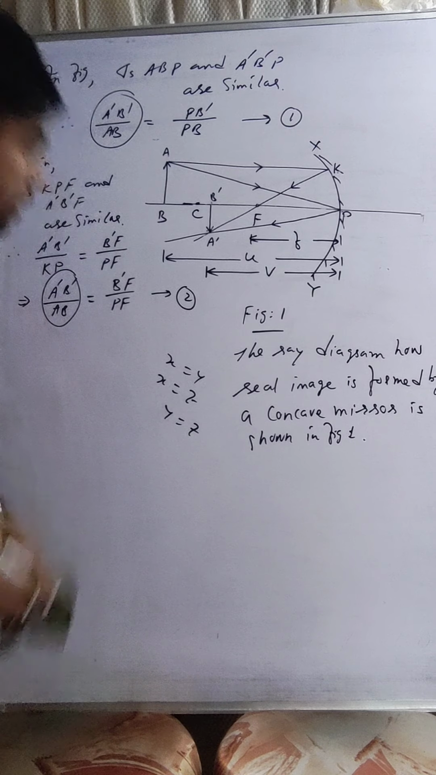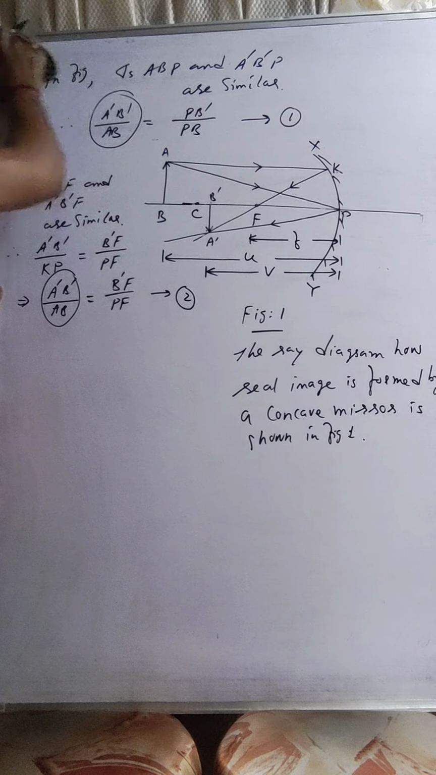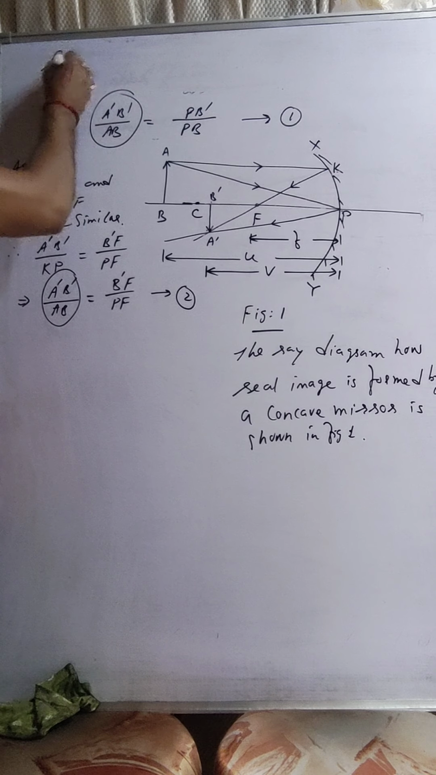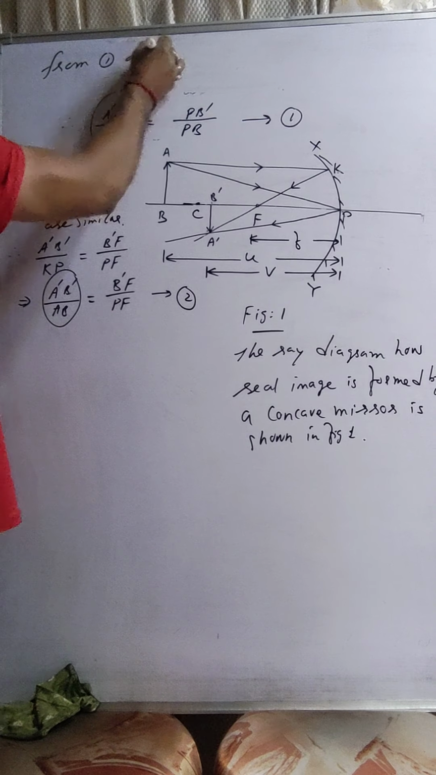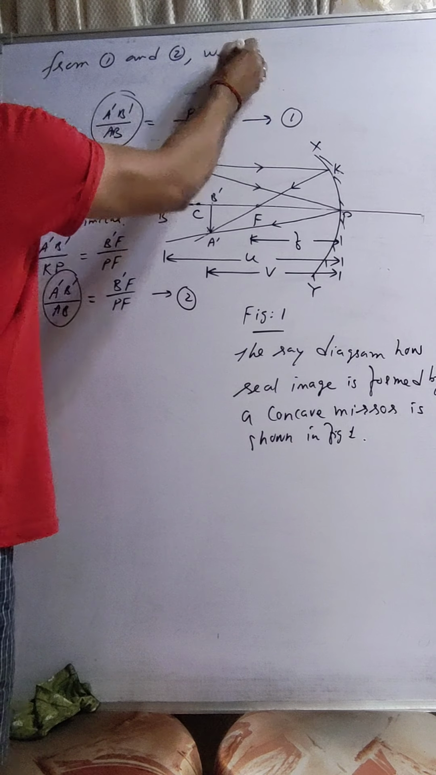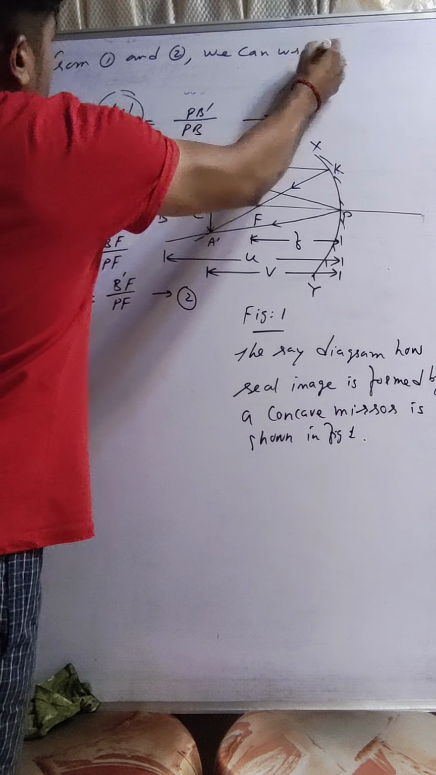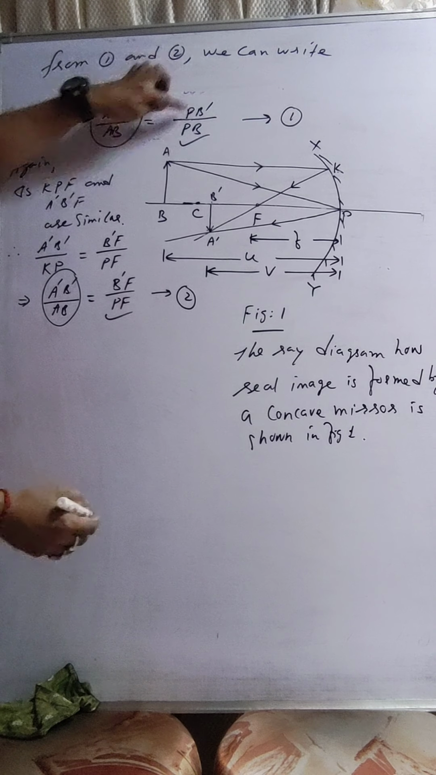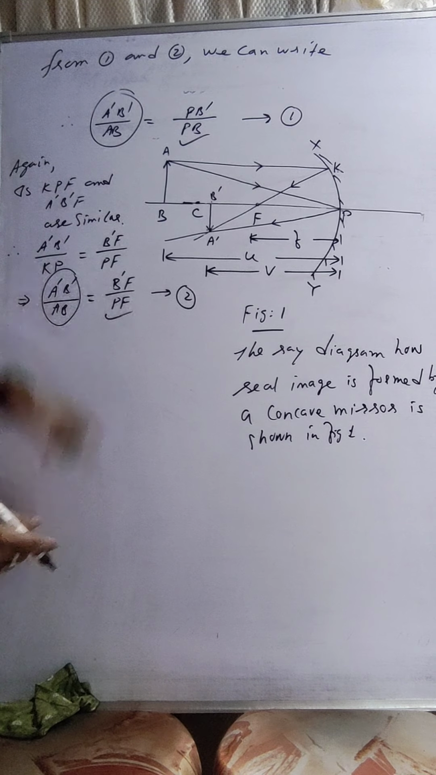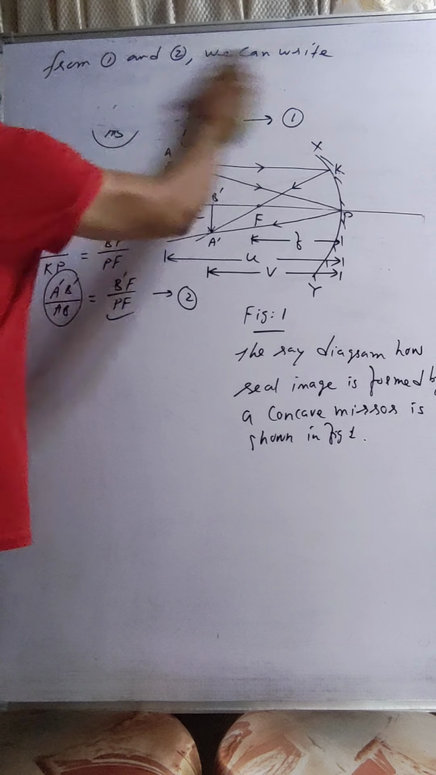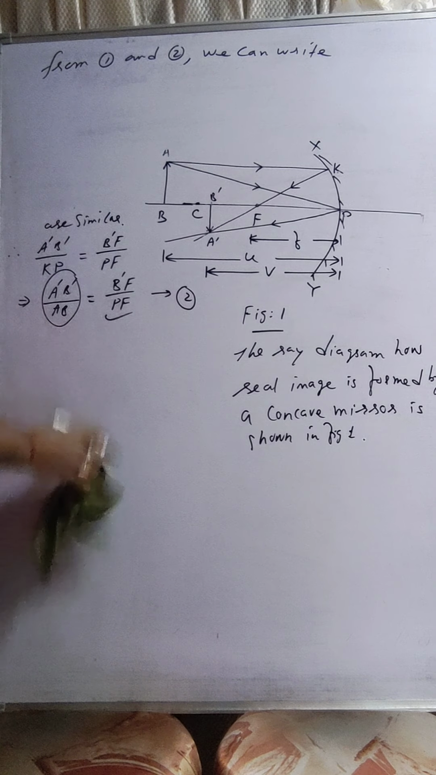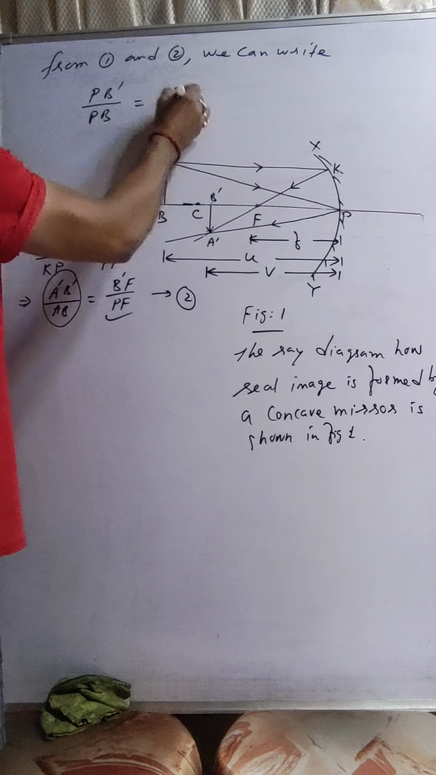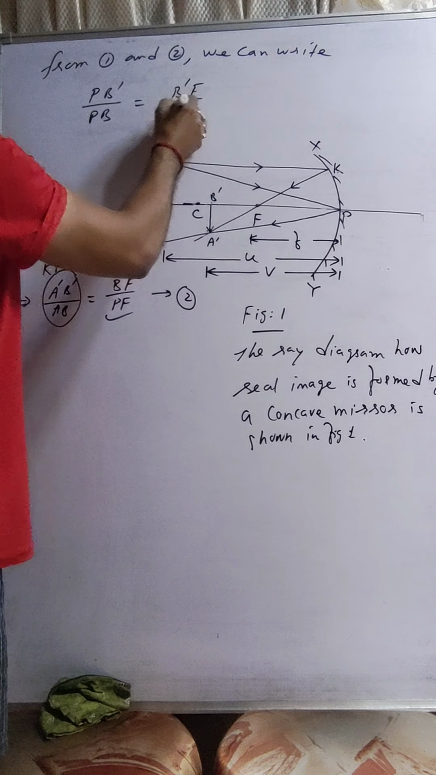Clear? So equating equations 1 and 2. From equations 1 and 2, we can write, just equate the right hand sides because left hand sides are equal. So PB dash by PB equals B dash F by PF.